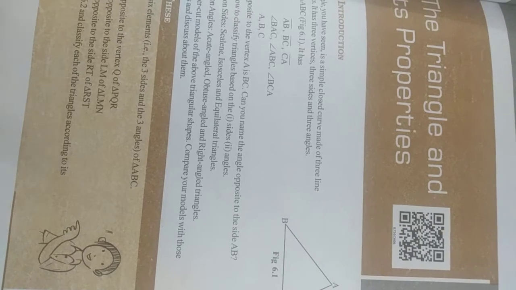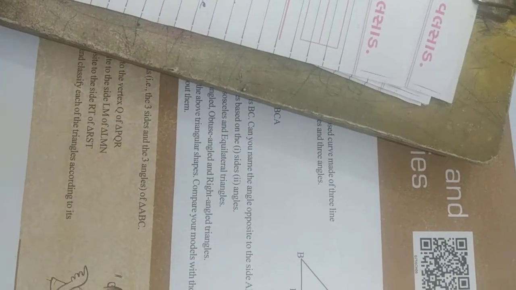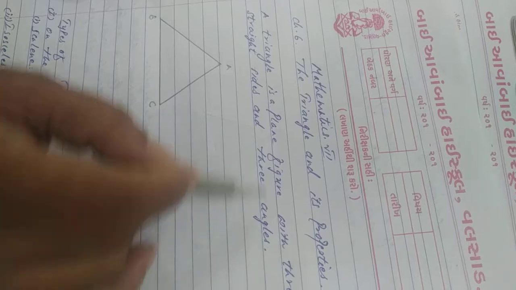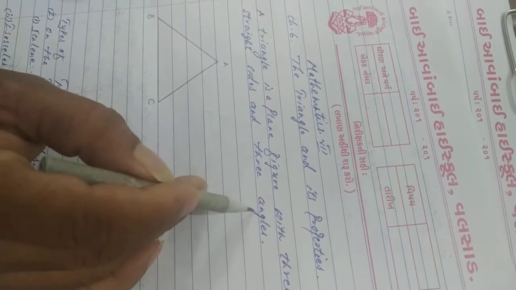Morning students, now we are going to learn chapter number 6, the triangle and its properties. We all are very familiar with the triangle, right? A triangle is a plane figure with three straight sides and three angles. So we can say a triangle is made up of three sides and three angles.